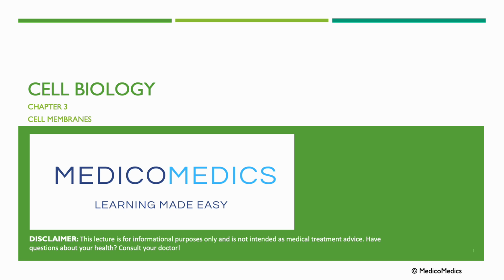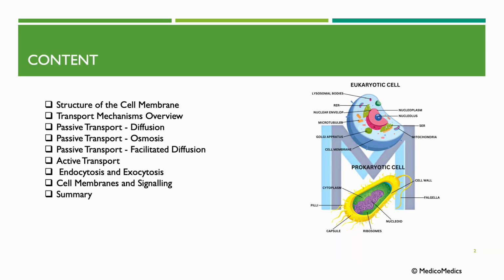Cell Biology, Chapter 3, Cell Membranes. In this lecture, we will discuss the structure of the cell membrane and transport mechanisms. We will discuss passive transport, diffusion, osmosis, and facilitated diffusion. We will compare it to active transport. We will discuss endocytosis and exocytosis, cell membranes and signaling, and end with a summary.